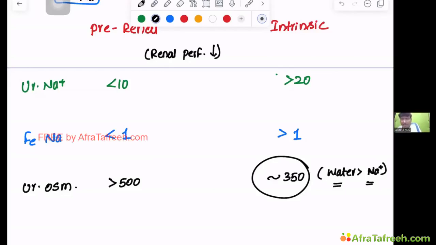But in intrinsic renal, when there is acute tubular necrosis, it is not only sodium excreted, it is also water which is excreted. So that is the reason why the urine osmolality is 350 compared to that of 500 in prerenal. Jacob, did you understand what I have said? And what about others? Did you get the explanation clear or do you have any doubts still?